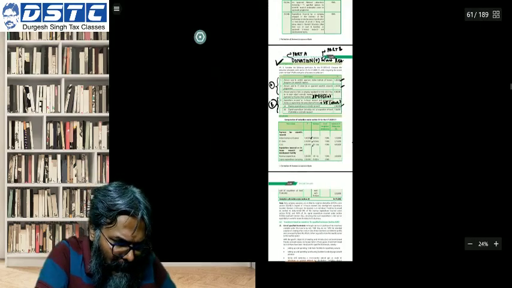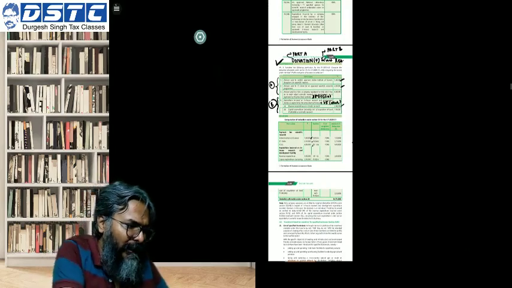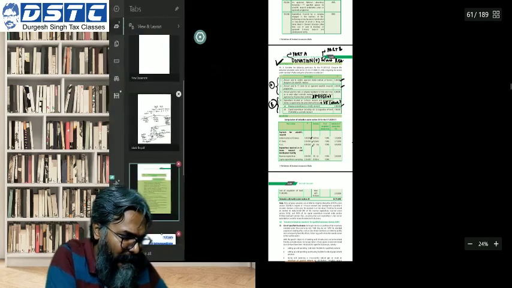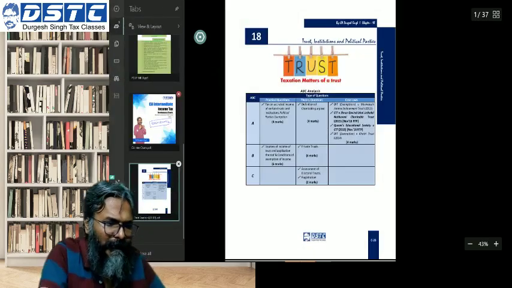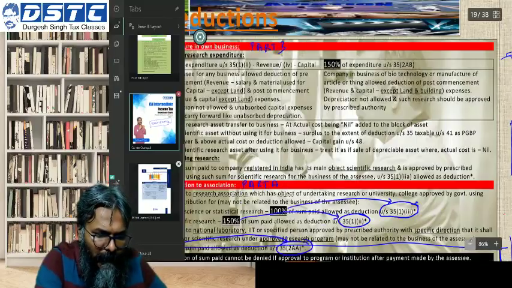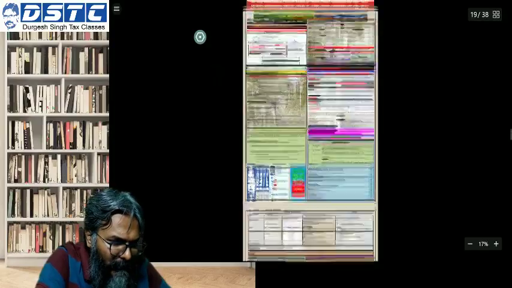Okay. Now with this one, students, we come to section 35AD. Let's come to section 35AD. This is one question which covers up everything. We all now come to 35AD. For this, students, you will take across in your chart.